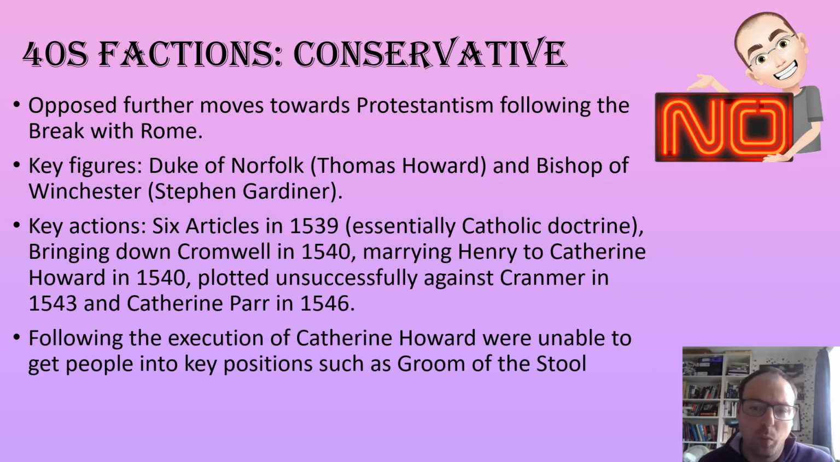They bring down Cromwell in 1540. Henry then marries Catherine Howard, who was the niece of the Duke of Norfolk. But it then all starts to unravel, because obviously the marriage to Catherine Howard doesn't last. They plotted against Cranmer in 43, and that failed. They plotted against Catherine Parr in 1546, and that failed.